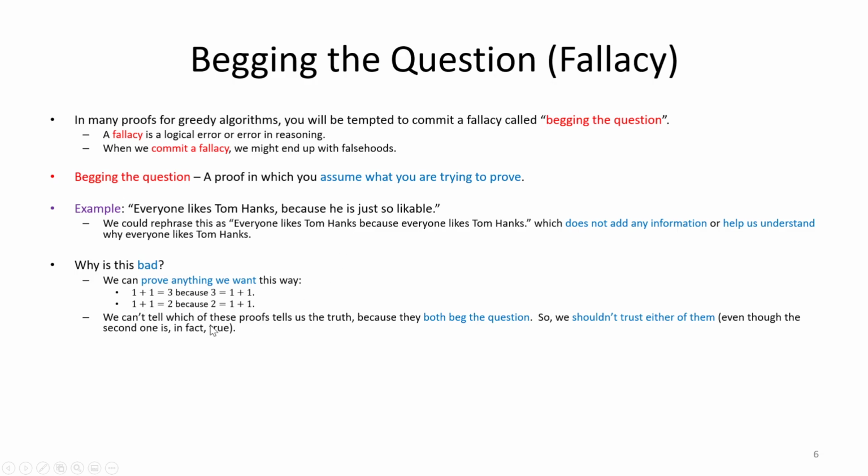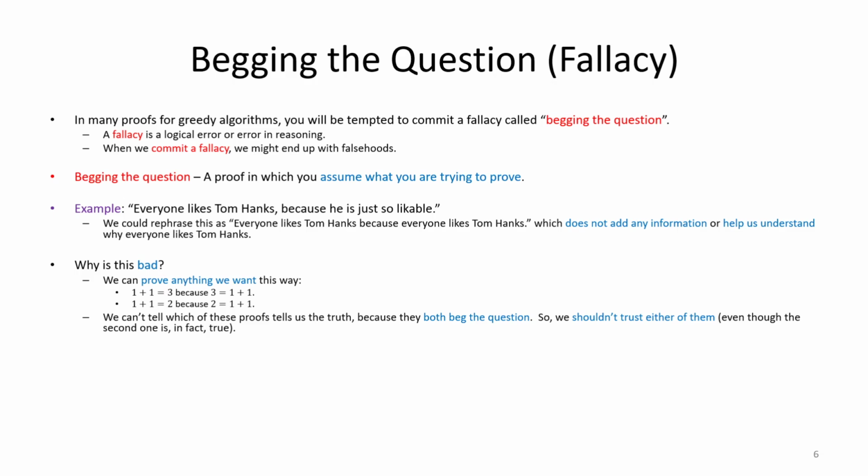So for instance, consider these two proofs I've got here. 1 plus 1 is 3 because 3 is equal to 1 plus 1. Or 1 plus 1 is 2 because 2 is equal to 1 plus 1. Now, we all know what 1 plus 1 is, so we know that the second one is true and the first one is false.